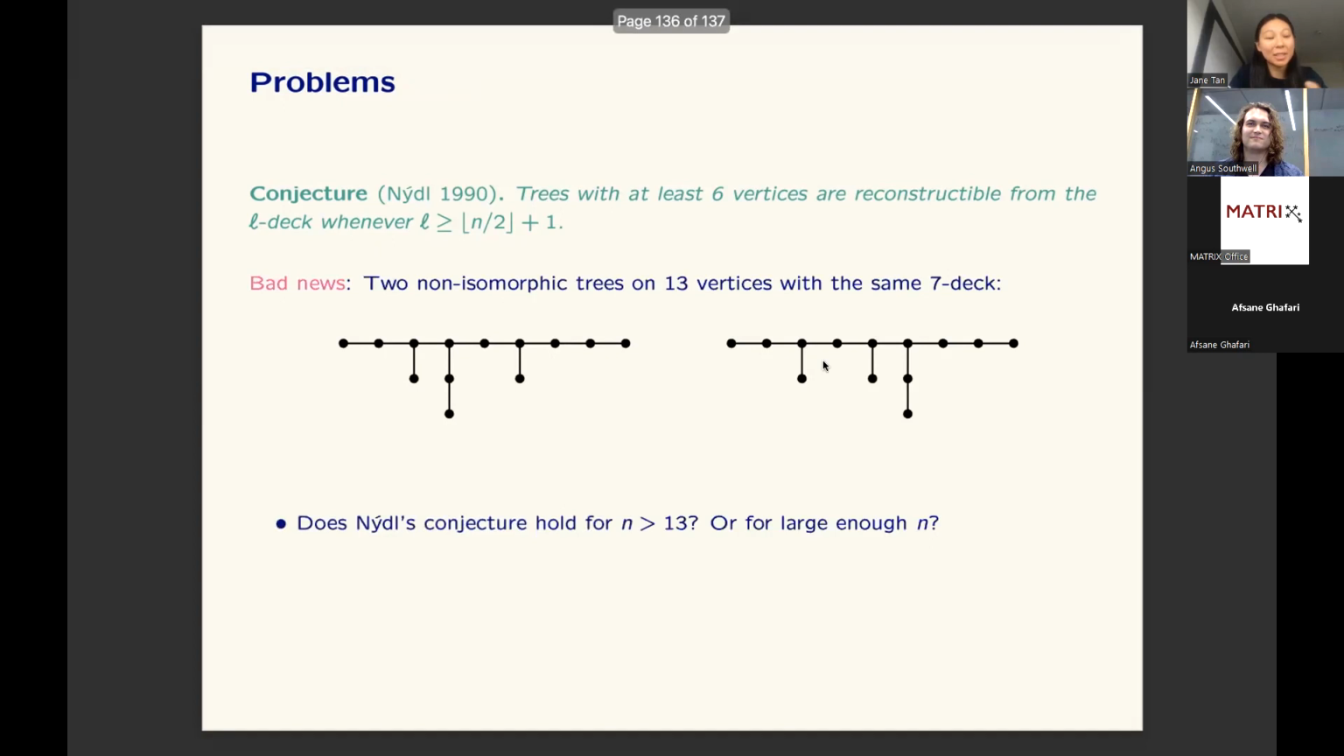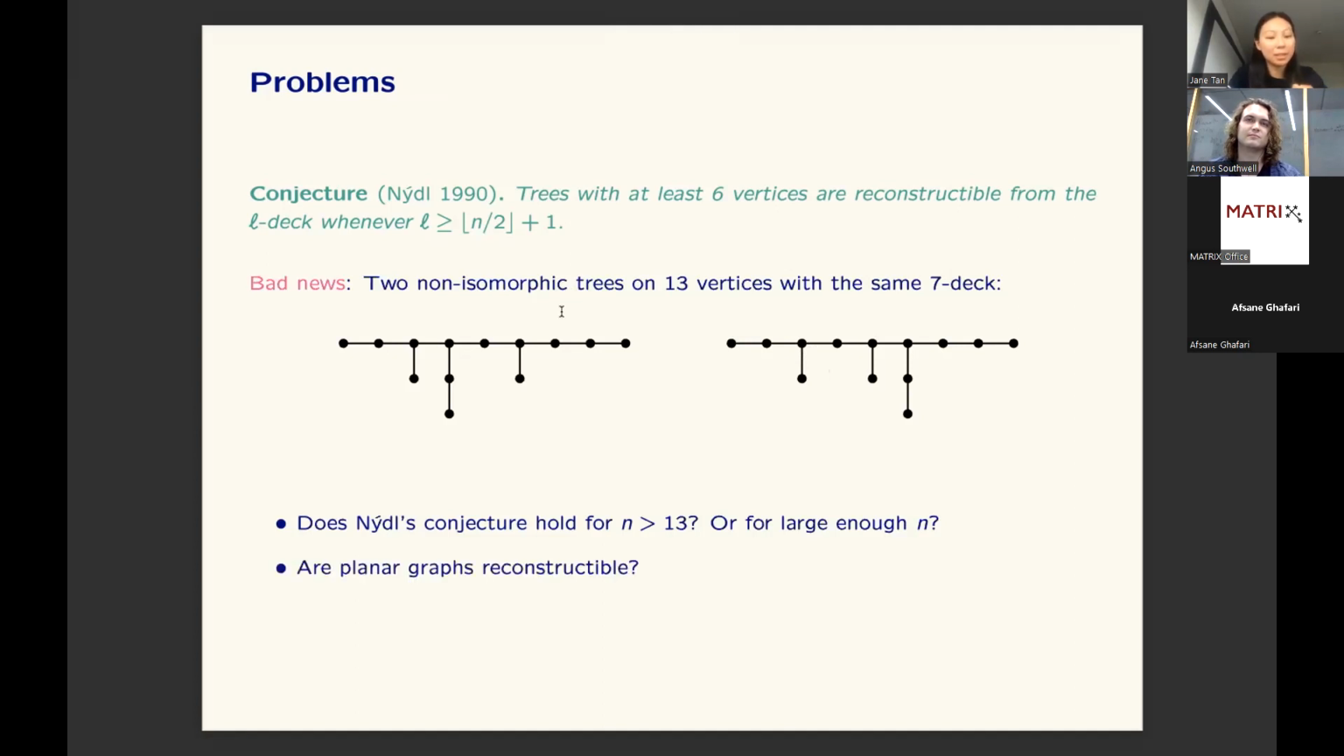So a natural question is, does Noodle's conjecture maybe hold for n greater than 13? So there's still a hope there, but we're not exactly sure. We spent some time trying to generalize this counterexample to find something larger that would help us disprove it, but that hasn't really worked out. I think there's still some hope though that this n-2 roughly might be correct.